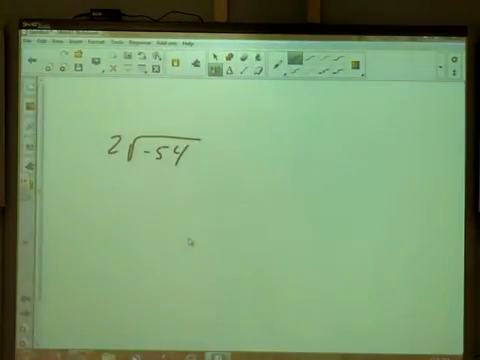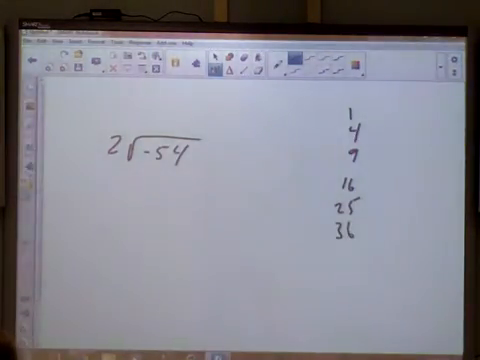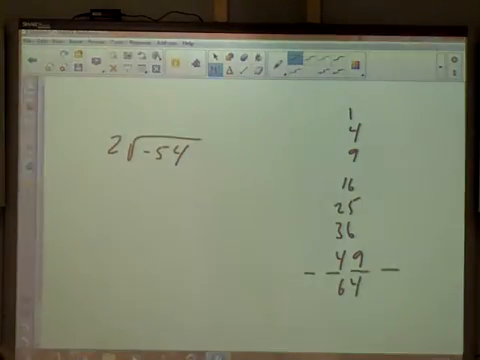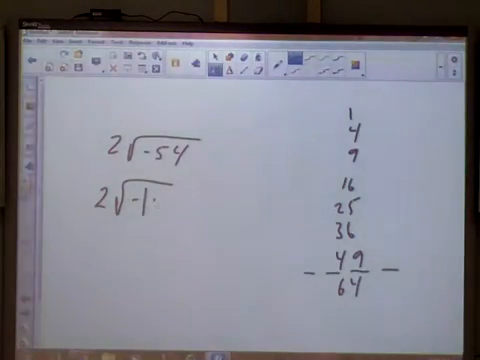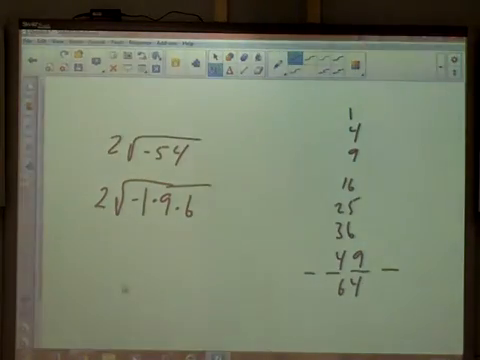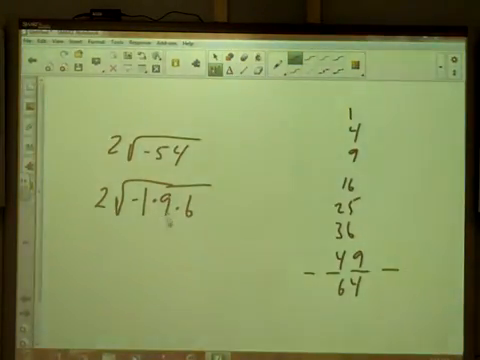Alrighty, is 54 a perfect square? No. We got 1, 4, 9, 16, 25, 36, 49, 64. Nope, I passed 54. No 54 in there. It's 9 times 6. Okay, Kylie says that this is going to be 2 times the square root of -1 times 9 times 6. Now let me ask you a question. What if Kylie had missed 9 and went with a 4?